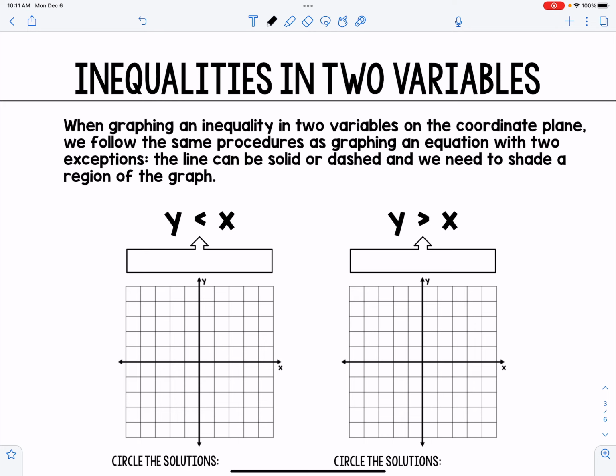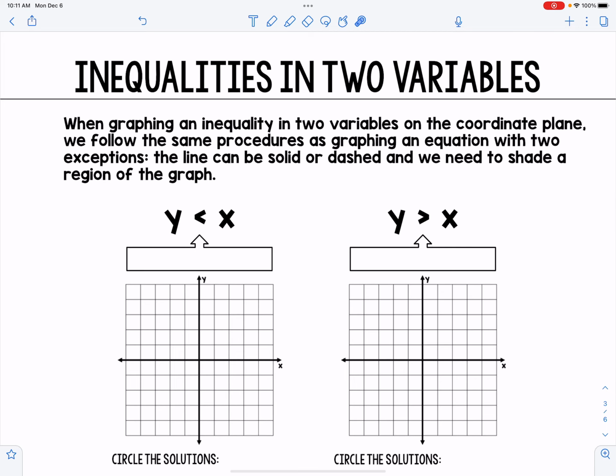So first off, when you are given an inequality and you have either the less than sign or the greater than sign, that'll give you a dashed line. So go ahead and write that on your notes: that'll give you a dashed line for both.